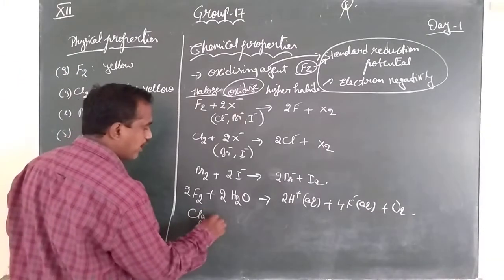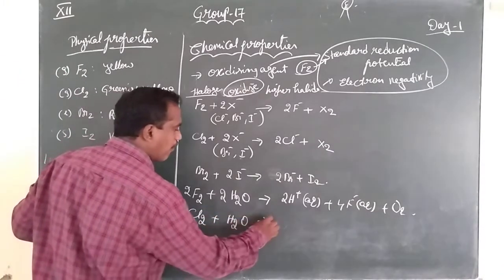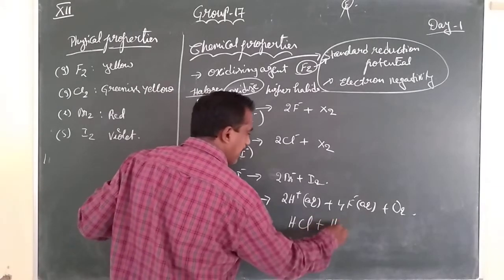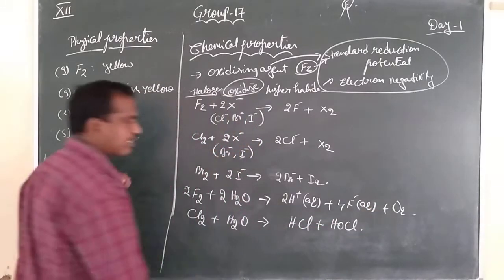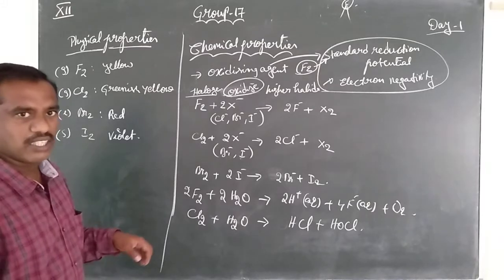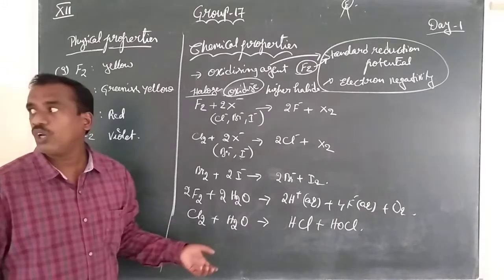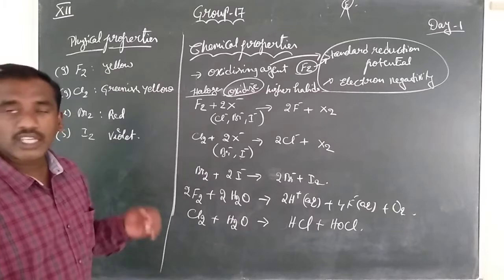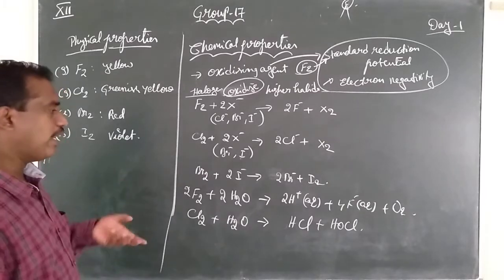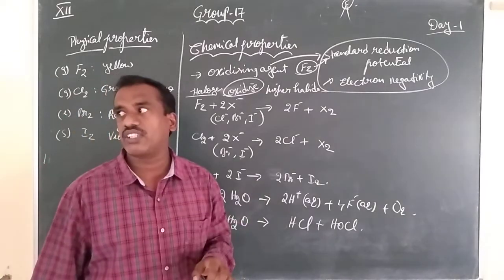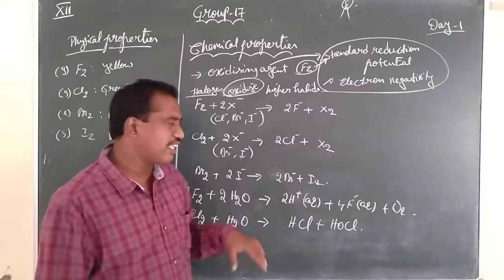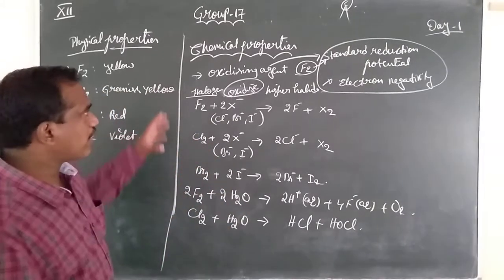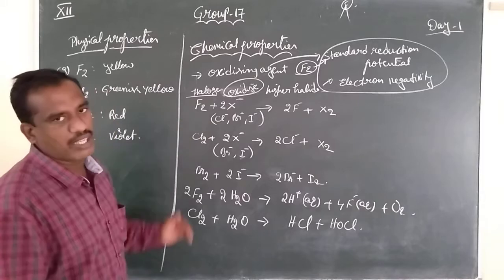But coming to chlorine, it reacts with water to form the hydrogen halide and hypochlorous acid. These are the reactions that will be shown with bromine also. And coming to iodine, it will be showing a reverse reaction for the above said property. So in the chemical properties, these properties are very important.